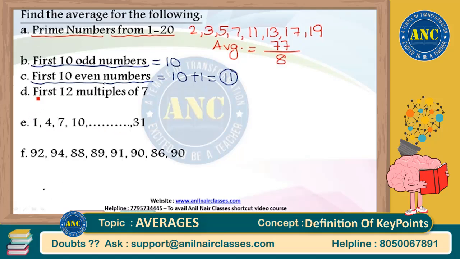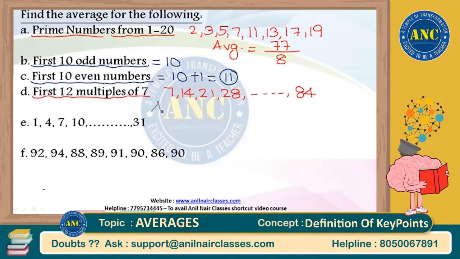Fourth question. Average for first 12 multiples of 7. Now, first 12 multiples of 7, average I need to find. First multiple of 7 is 7 into 1. Second multiple is 7 into 2. Third multiple is 7 into 3. Fourth multiple is 7 into 4. 12th multiple is 7 into 12. It is 84. Now, I don't know how to find the average. That means what I am trying to say here is, I did not write my entire series here, I did not complete the entire series. But still I can find the average so easily.